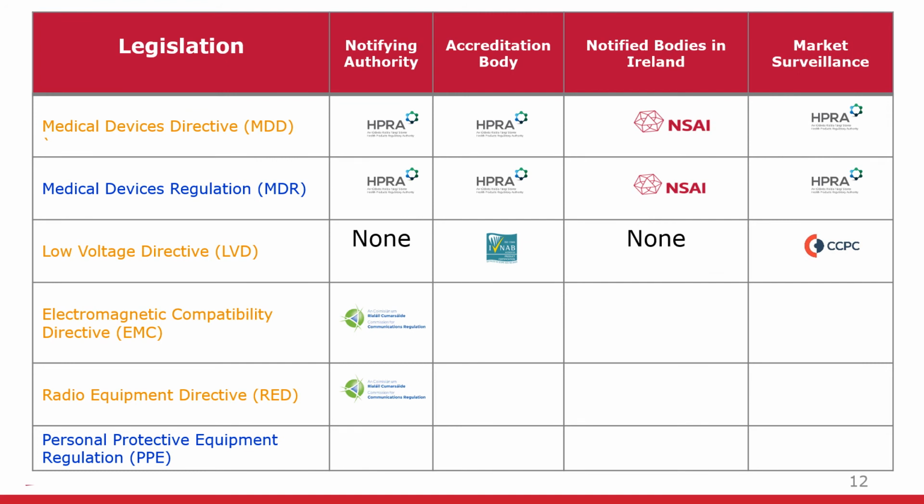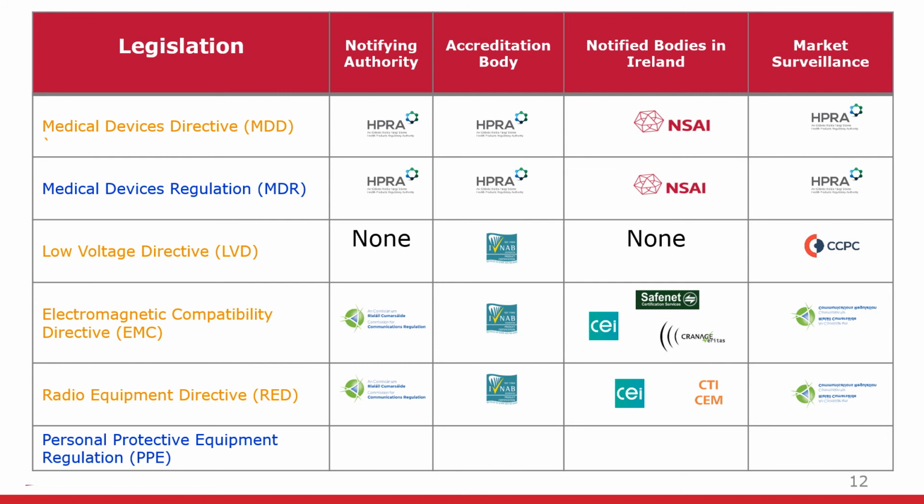The Commission for Communications Regulation, usually referred to as ComReg, is the notifying authority and carries out market surveillance for both the EMC and the RED directives. INAB accredits notifying bodies and test laboratories for both directives. There are 115 notified bodies for the EMC directive, 3 of which are found in Ireland: Compliance Engineering, SafeNet and Cronage Veritas, and 83 notified bodies for the Radio Equipment Directive, 2 of which are in Ireland: Compliance Engineering and CTI SEM.